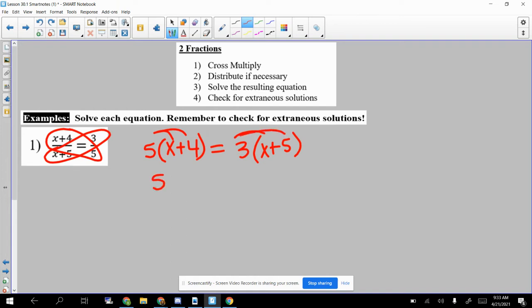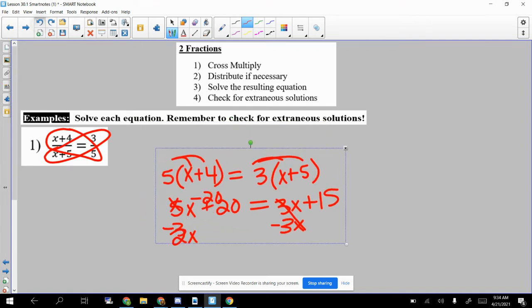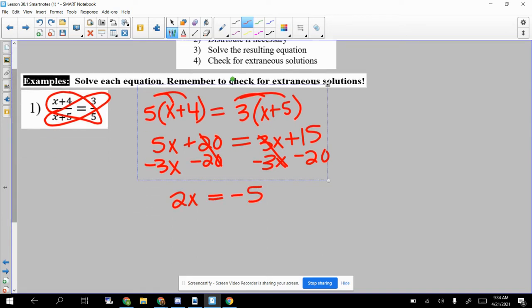So 5 times x is 5x. 5 times 4 is 20. 3 times x is 3x. And 3 times 5 is 15. Now we are just solving this equation for x, so I would subtract this 3x over and be left with 2x. And then I would subtract this 20 over, and be left with 15 minus 20 is negative 5. Then my final step to get x by itself would be to divide by 2 on both sides. So we get x equals negative 5 over 2.